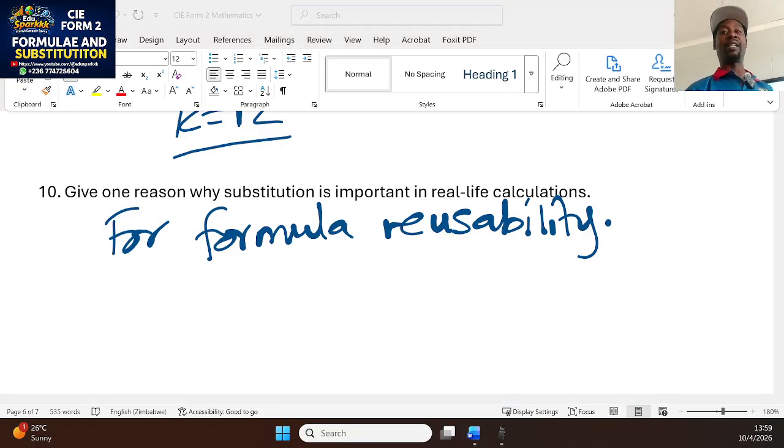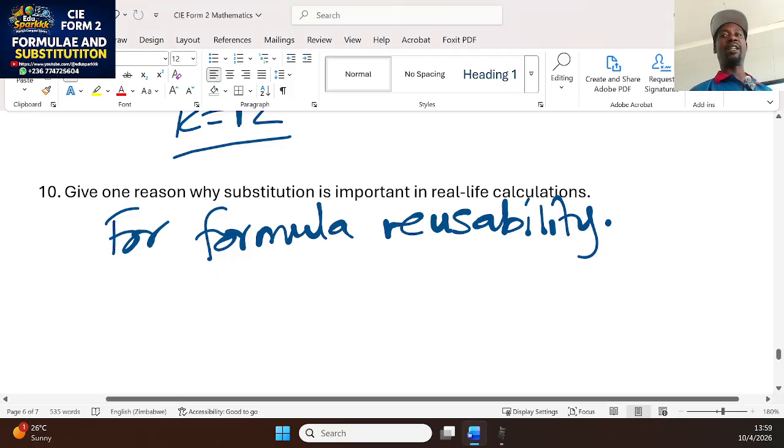I think that's it on the second part of substitution and formula for Form 2 mathematics. Thank you.